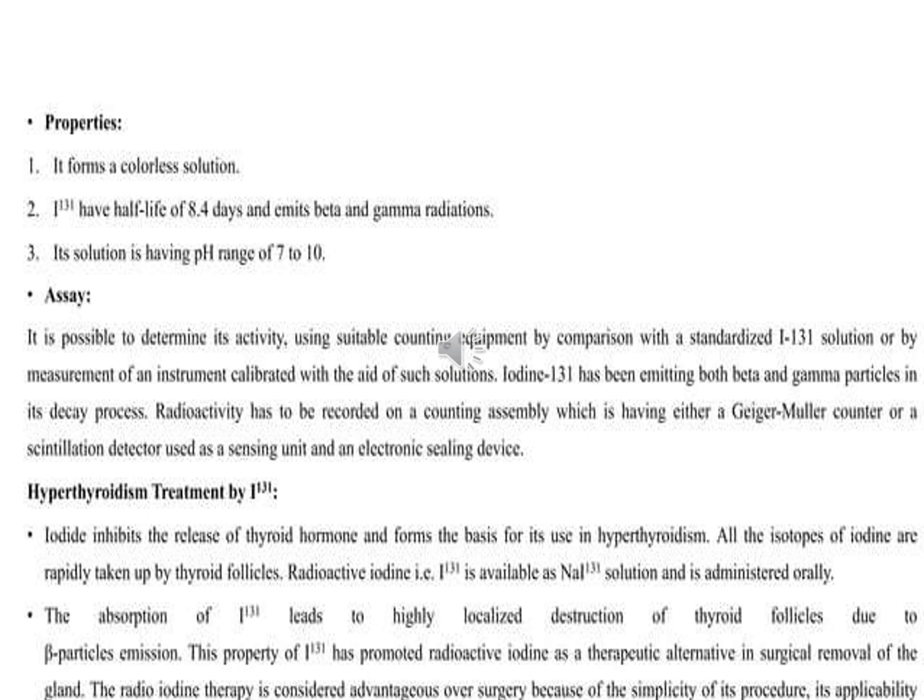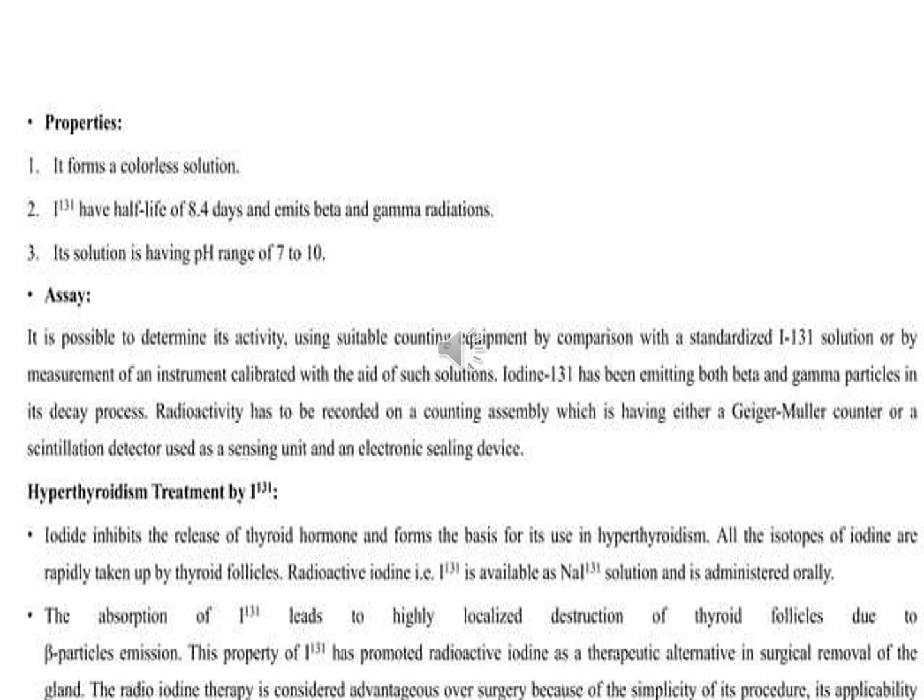Assay: it is possible to determine its activity using suitable counting equipment by comparison with a standard I-131 solution, or by measurement with an instrument calibrated with the aid of such a solution. Iodine-131 emits both beta and gamma particles in its decay process. Radioactivity has to be recorded on a continuous assembly, which has either a Geiger-Müller counter, also indicating GM counter, or a scintillation counter, with a detector used as a sensing unit and an electronic scaling device.